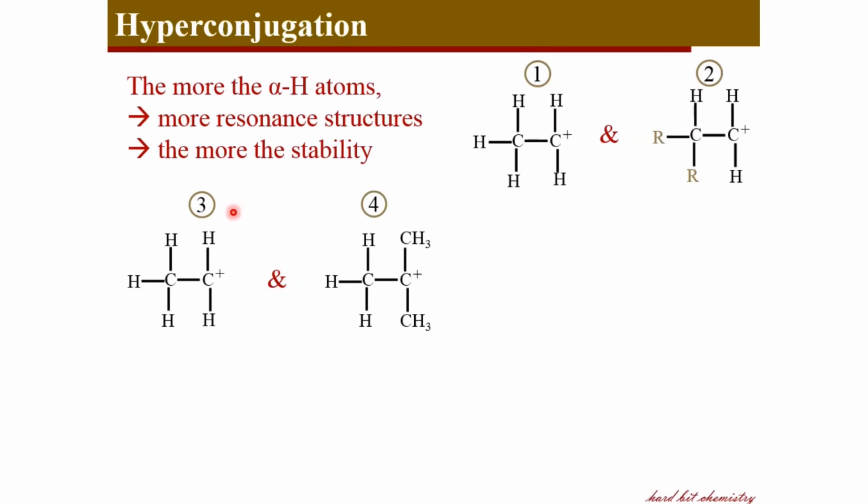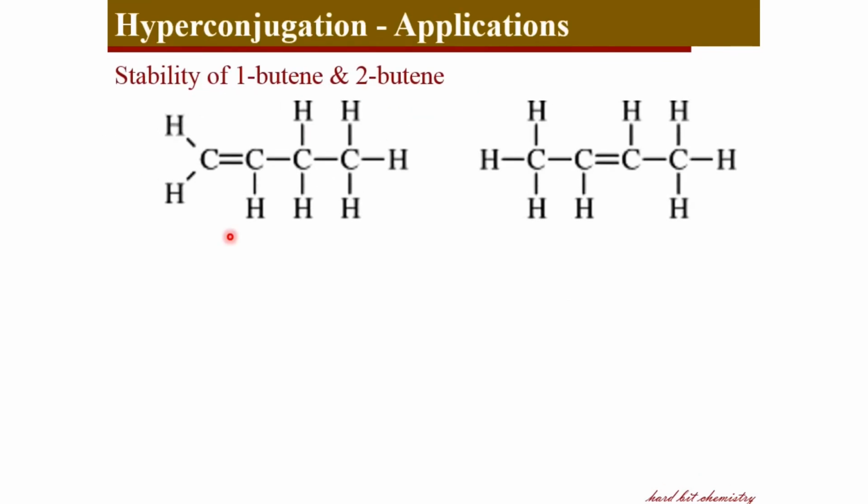Now coming to these two species, structures 3 and 4, you can see the carbocation in the third structure is stabilized because there are 3 alpha hydrogens, therefore 3 no bond resonance structures. On the other hand, in the fourth structure you have more alpha hydrogens, like 3 on each methyl group, so there are 9 alpha hydrogens. Therefore, that carbocation is more stabilized than structure 3. This way, you can increase the stability of the carbocation by introducing more alpha hydrogens, or substituting with more methyl groups.